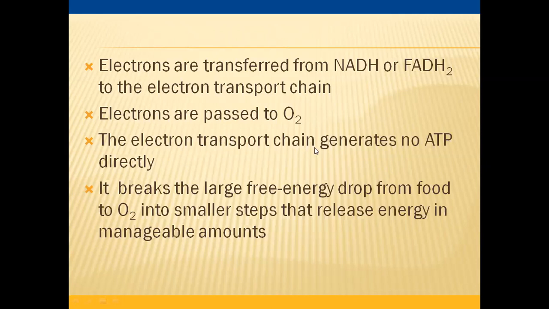So the electron transport chain generates no ATP directly. It is not generating ATP, it is just passing the electrons to the next molecules. It breaks the large free energy drop from the food to oxygen into smaller steps that release energy in manageable amounts.